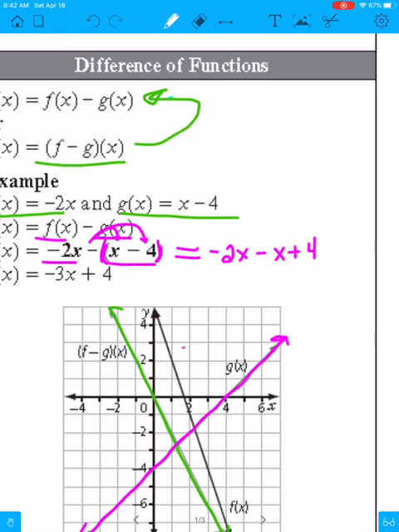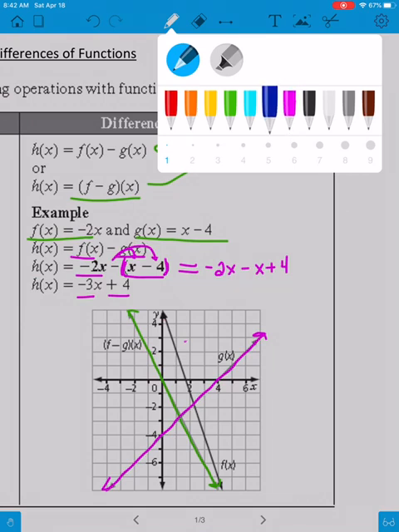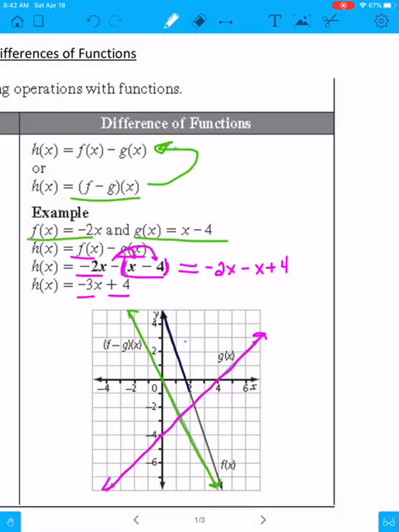So do you see here when we collect, negative 2x minus x is negative 3x, and we get negative 3x plus 4, and that gives us the third line. And that gives us this one right here. I used blue, you can't really tell the difference, but it gets us this line here. Okay? So this is a little summary.